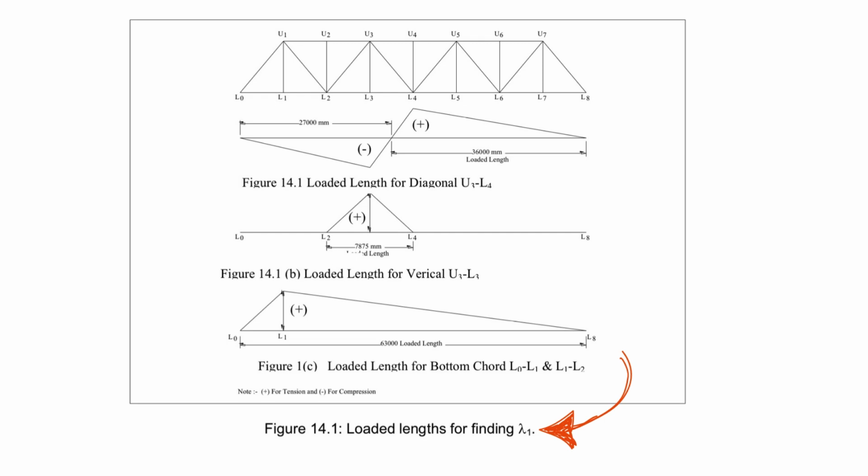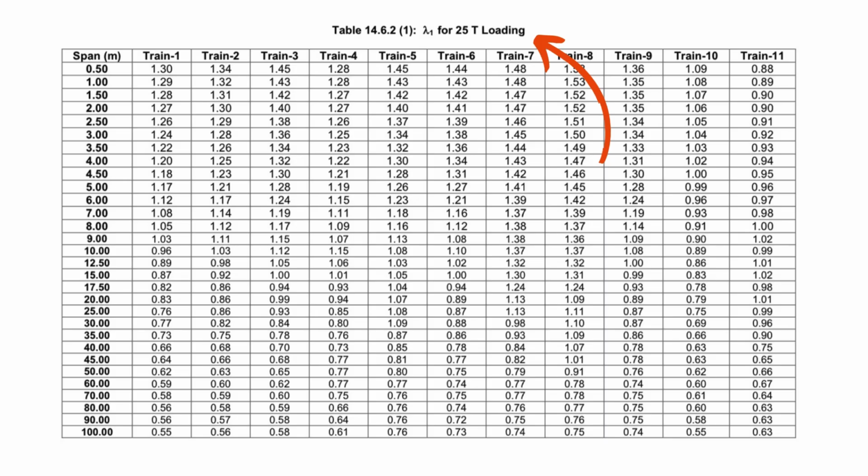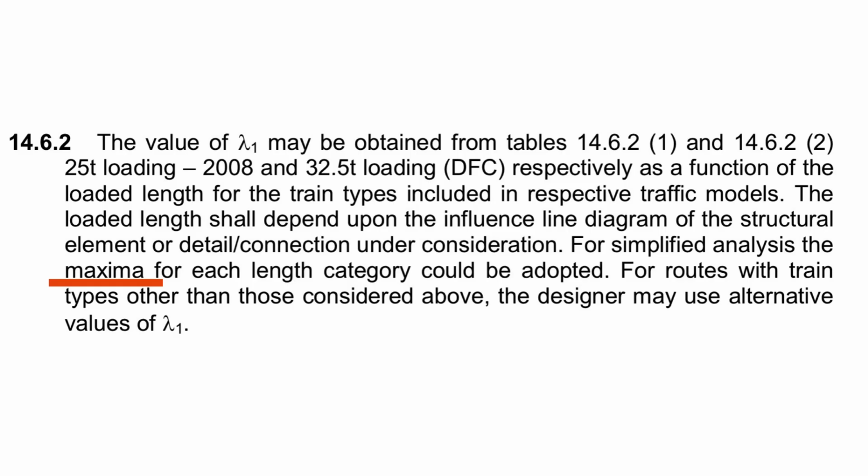Once we find out this length, the value of lambda 1 can be obtained from a table given in IRS Steel Bridge Code, Appendix-G. As per Clause 14.6.2 of IRS Steel Bridge Code, Appendix-G, for simplified analysis, the maxima for each length category could be adopted, meaning thereby that we should take the maximum value.